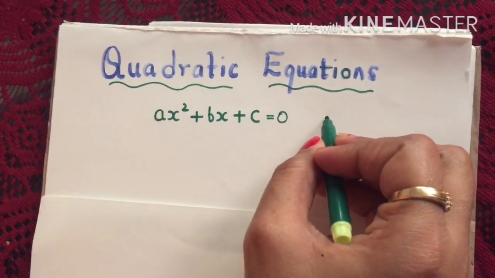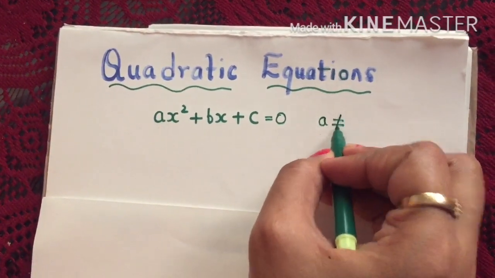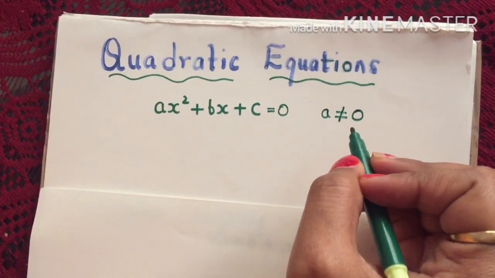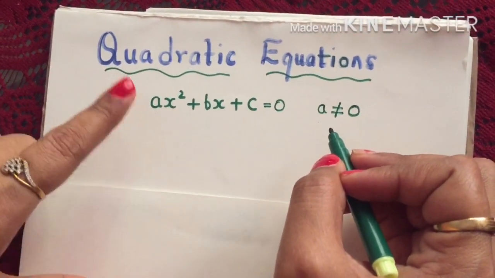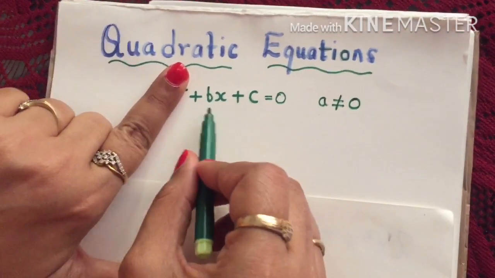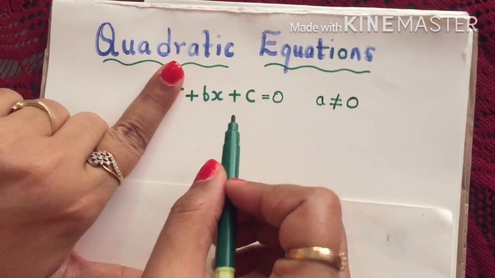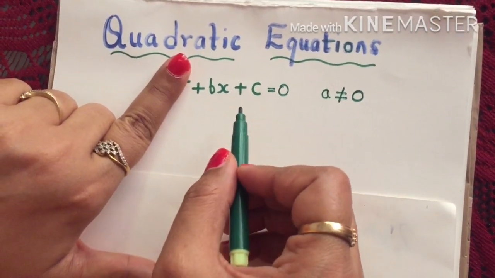But one thing we have to remember is the condition that a should not be equal to 0. Why? If a is equal to 0, then this term would become 0 and this will become a linear equation. It will not remain a quadratic equation.